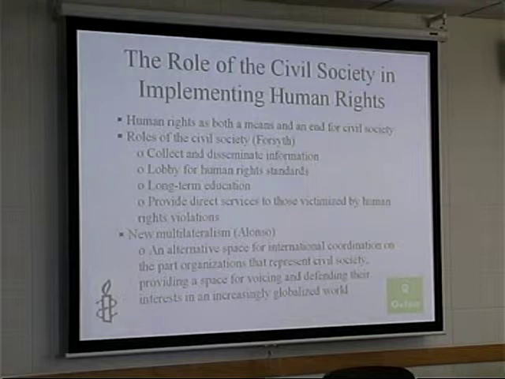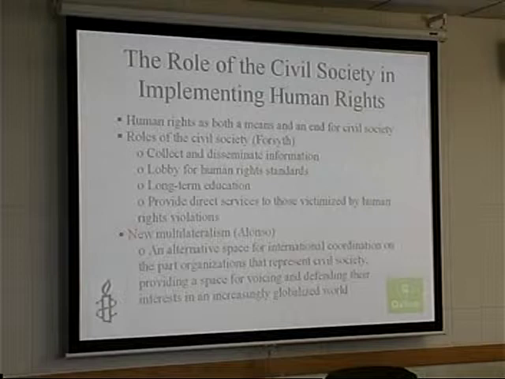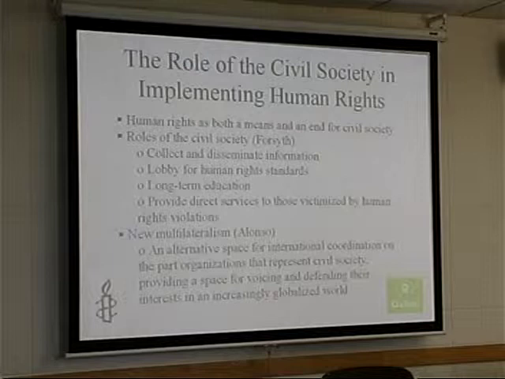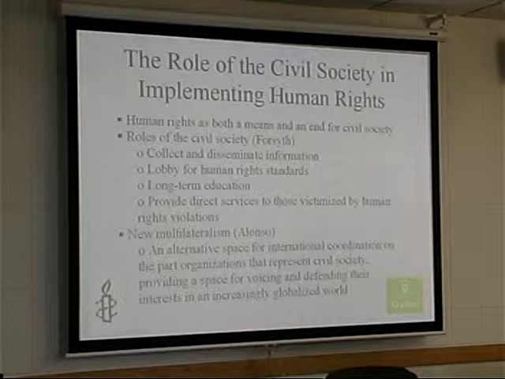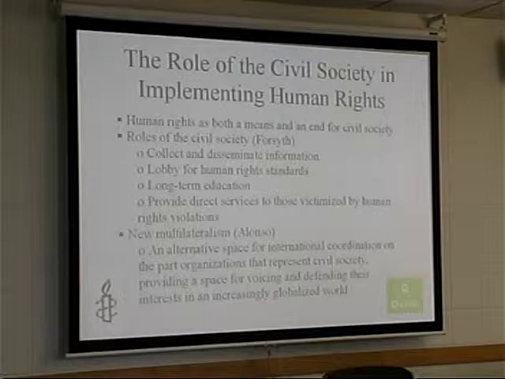Now we move to the role of civil society in implementing human rights. One interesting thing about civil society is that it uses human rights both as a means to achieve and promote more human rights, as well as an end to reach a higher level of human rights. So it's sort of an endless loop of means and ends. The specific roles: it collects information about human rights, it lobbies, does long-term education, and provides services to victims of human rights abuses. It's nothing new, just a review of what civil society does.